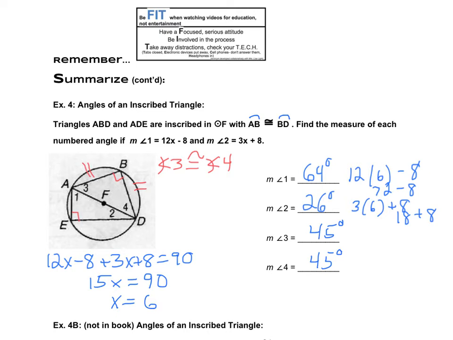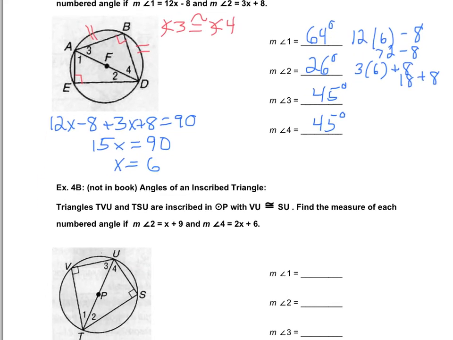And just as a final check, we want to make sure that angle 1 and 2 are going to add back up to 90, which they do. And of course 3 and 4 are going to add up to 90 because we cut the remaining 90 degrees in half to figure out what those values were. So that's our first example, using semicircles having inscribed triangles in them.